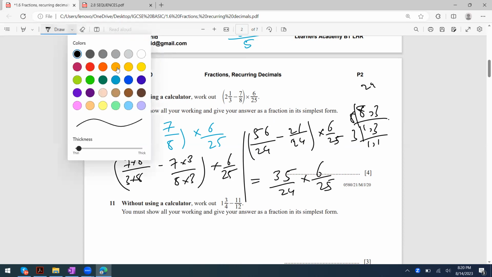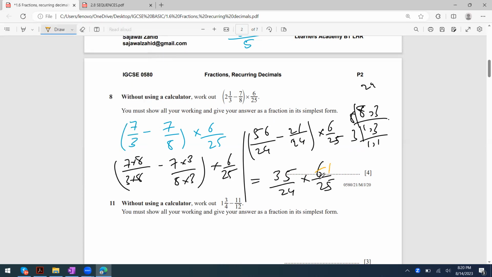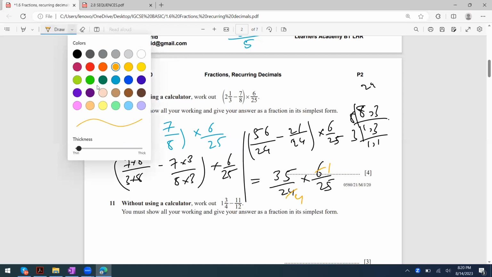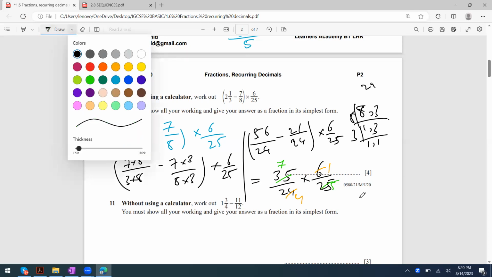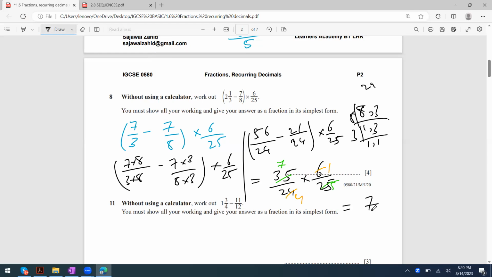We can do the cutting now. 6 ones are 6, 6 fours are 24, and 5 sevens are 35, 5 fives are 25. So our final answer is 7 ones are 7, 20. Good. 7 over 20 is our answer. So you can see a lot of steps are involved. It's a long question. That's why it's 4 marks. Okay.